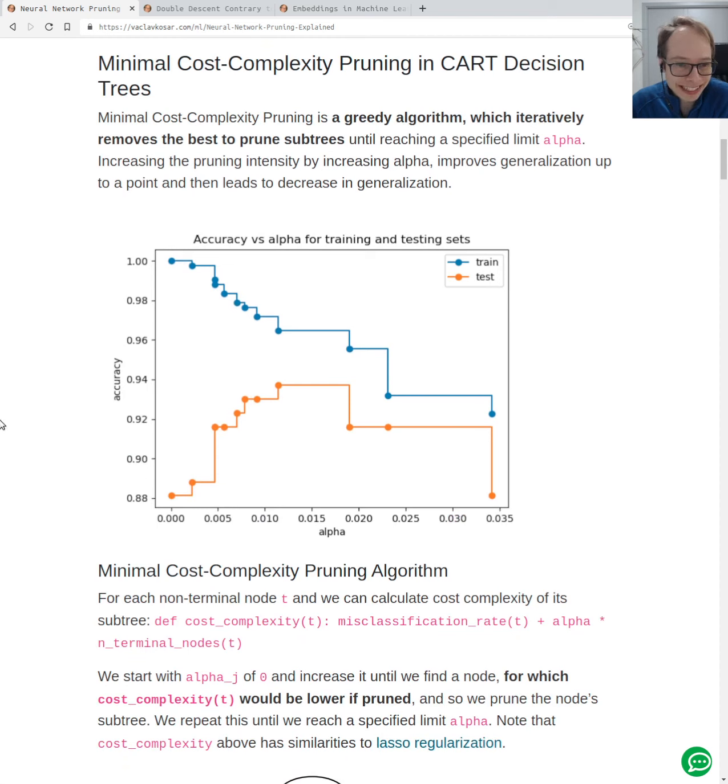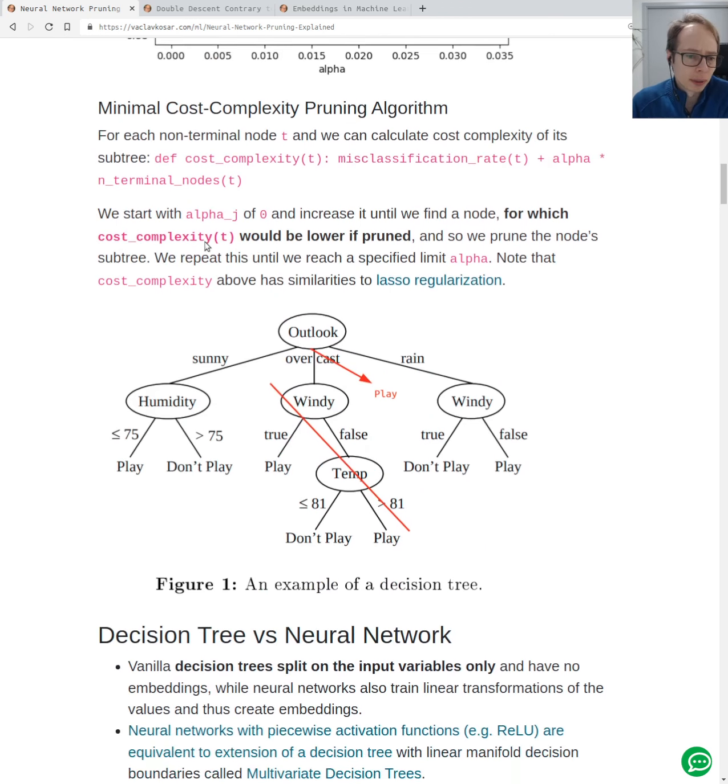And in CART decision trees, we can do pruning with an iterative greedy algorithm called minimal cost complexity pruning, which removes the best-to-prune subtrees, increasing the intensity of pruning, and it always just prunes the best-to-prune branch. And as mentioned, it improves generalization up to a point.